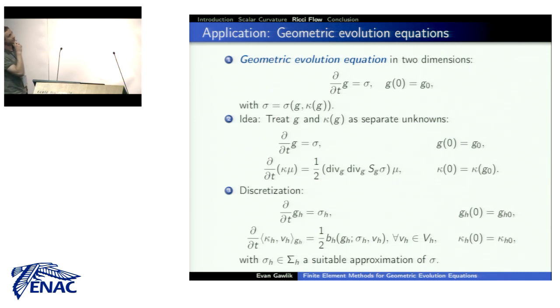To discretize this, first I'll rewrite this as a system of differential equations. One will be the differential equation for G, and one will be the differential equation for kappa. Actually, I'm going to use the differential equation for the densitized curvature, kappa times the volume form. We know what the differential equation for kappa is. The right-hand side is that same div-div operator we saw earlier. I discretize the first equation, and I discretize the second equation using the same sort of technique that I used before. The derivative of the inner product of kappa H with any test function V_H is precisely that bilinear form that we've seen several times throughout this talk.